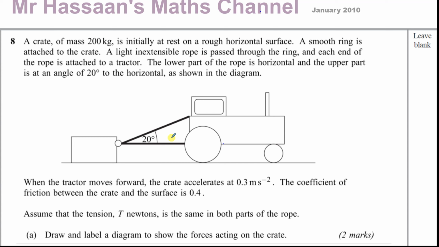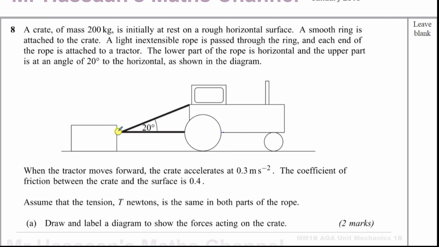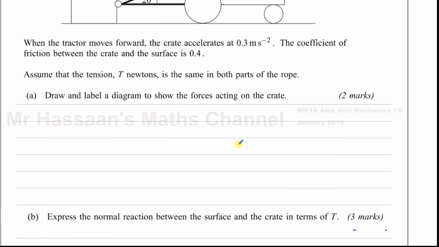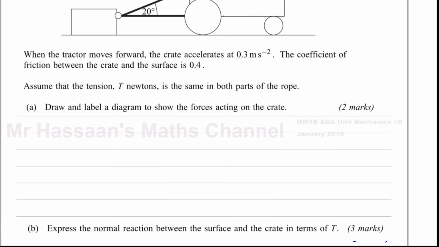So if they really wanted to test you here, then they wouldn't have to mention that the tension is the same in both parts of the rope. That's the whole point of having a ring there. When you have a rope passing through a ring, if the ring is smooth and there's no friction in it, then the tension in either side of that ring will be the same, just like a smooth pulley. I don't know why they gave that away to make it a bit too easy, but no problem.